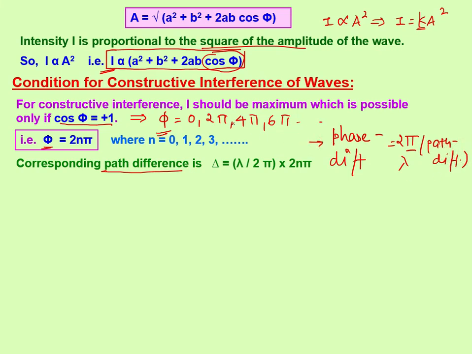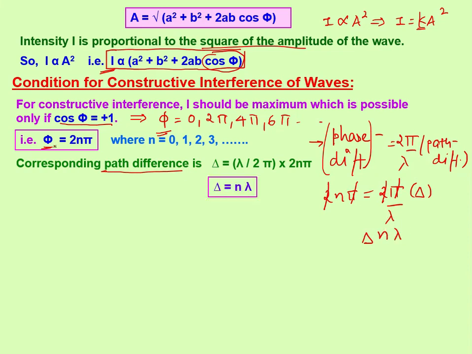Now this phase difference for constructive is 2n pi. So 2n pi is equal to 2 pi by lambda into path difference. Path difference is denoted with delta. So 2 pi cancel. So what is path difference? n lambda. Correct? So this is phase difference measured in terms of radians for constructive interference. This is path difference measured in terms of meters for constructive interference.